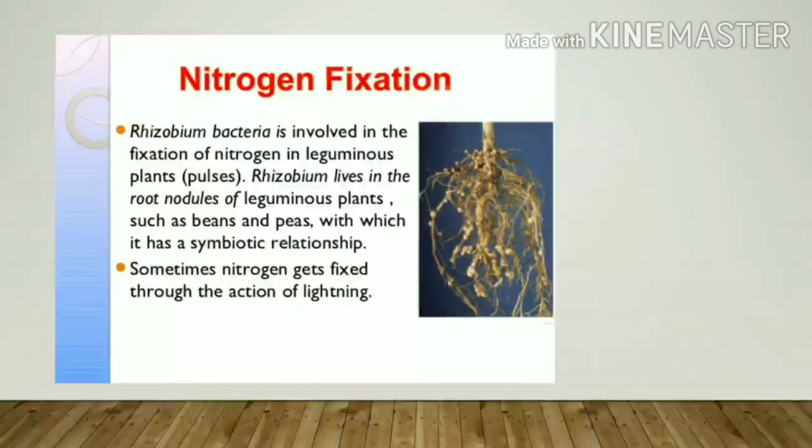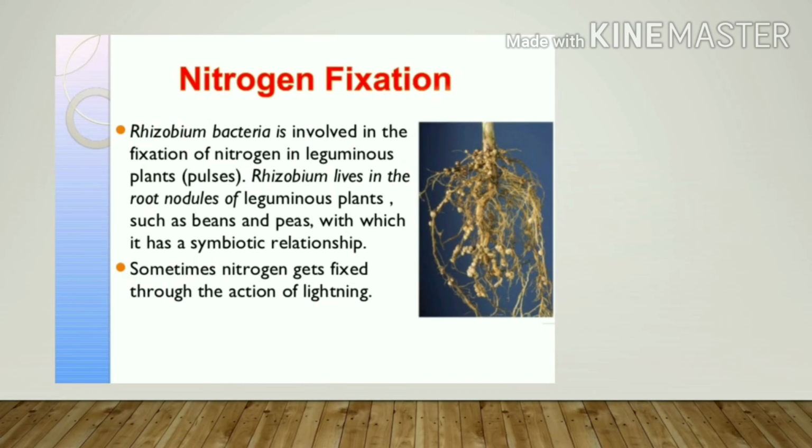Okay, sometimes nitrogen gets fixed through the action of lightning. You might be wondering, how can it happen? Right? So what happened here? The lightning helped the nitrogen molecule to split, forming NO, that is nitrogen monoxide, and NO2, that is nitrogen dioxide.